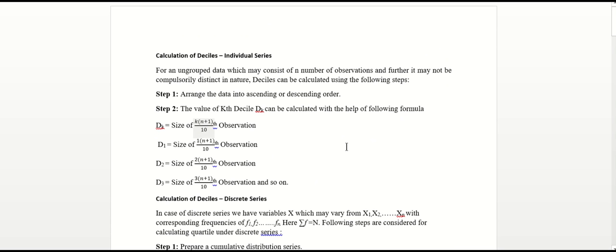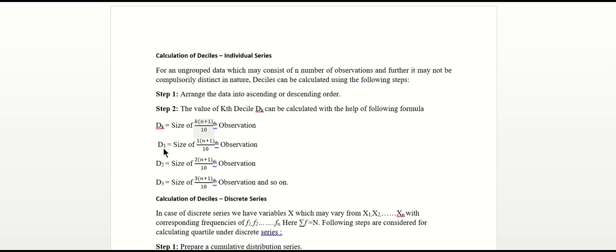Individual series, discrete series, and continuous series. We will see how to calculate all these deciles, quartiles, percentiles in all the three series. We have done all the three series in case of quartiles, and similarly we have to do in deciles and percentiles. Like in individual series, first of all you have to arrange the data into ascending or descending order. Then we will just apply this formula.